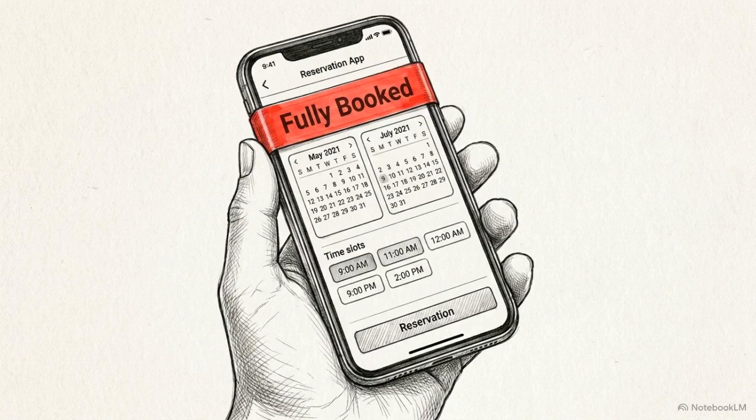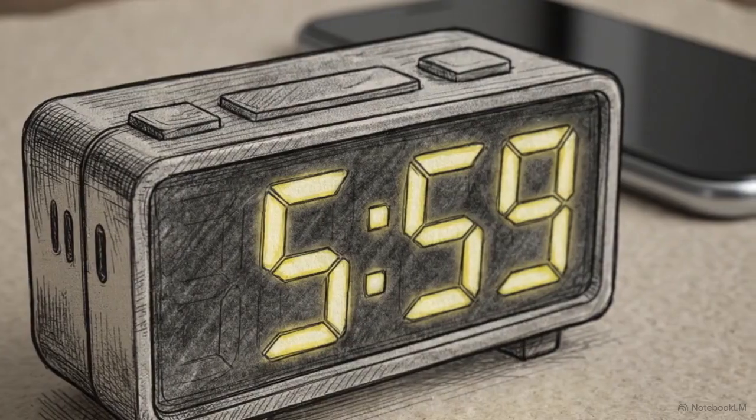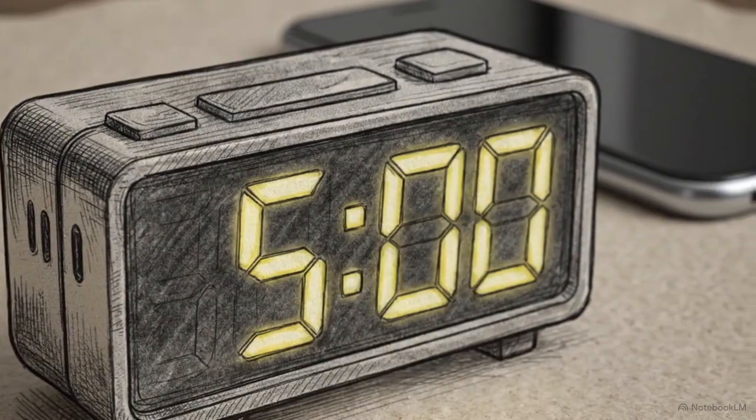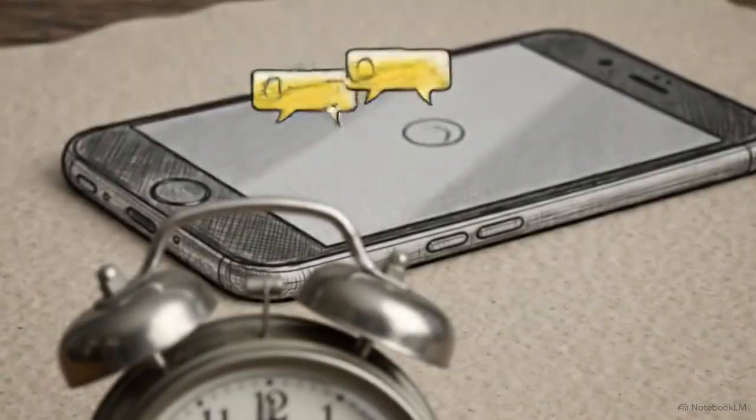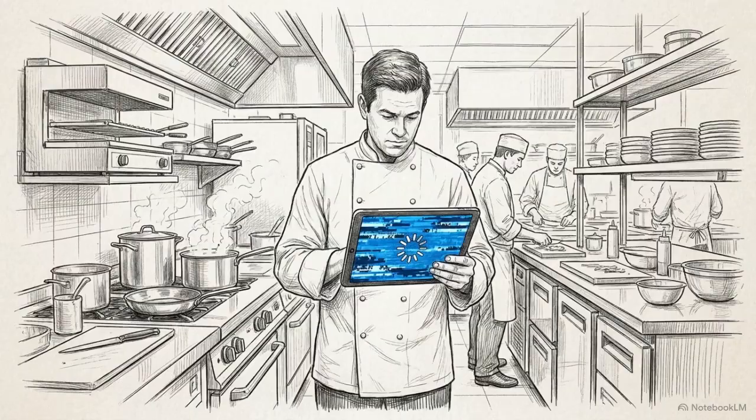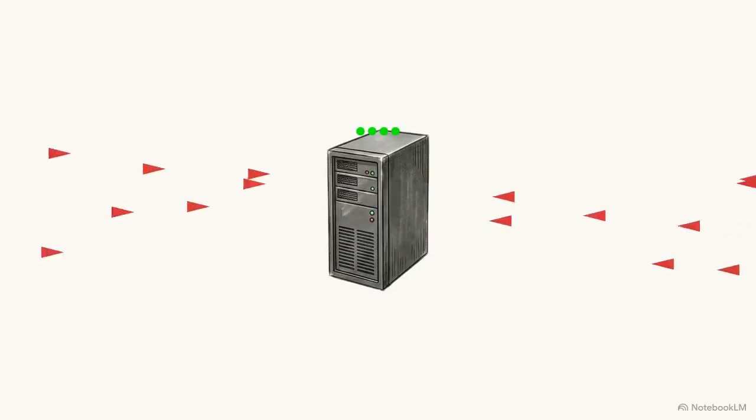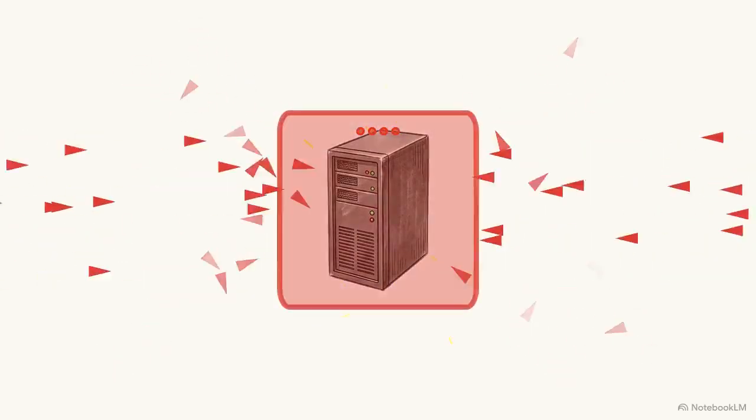Imagine you've built a new restaurant booking app and it suddenly goes viral. It's Friday night, the clock strikes 6, and thousands of reservations start flooding in at the exact same moment. You might expect to celebrate, but instead, the screens freeze. The entire app crashes. The database simply couldn't save that much incoming data all at once.